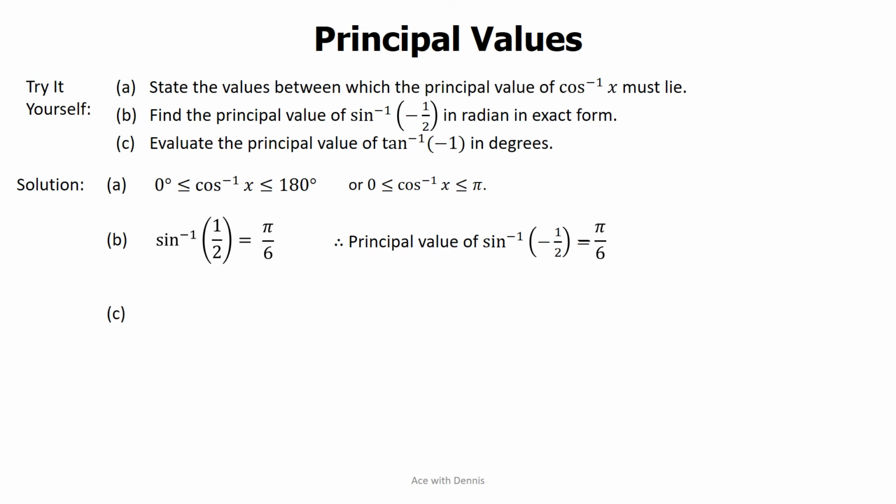For C, what we want to do is find the basic angle. Inverse tangent of 1 is 45 degrees. We know that the principal value for the tangent function is in the first and fourth quadrants, and it is a negative tangent, so it will be in the fourth quadrant. The answer will be -45 degrees. So, did you get the answer correctly?